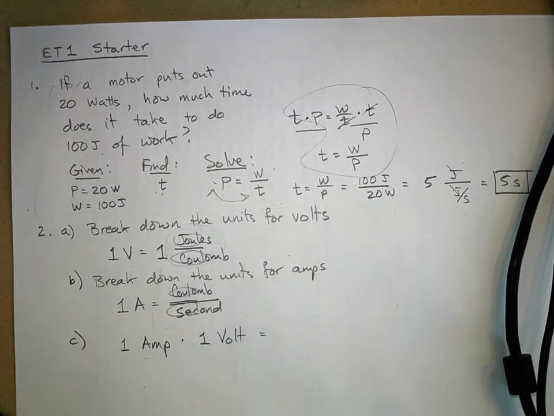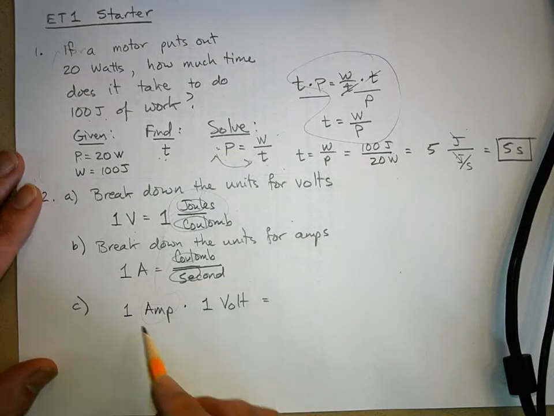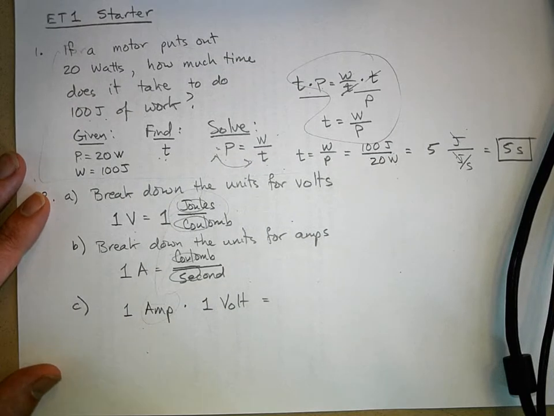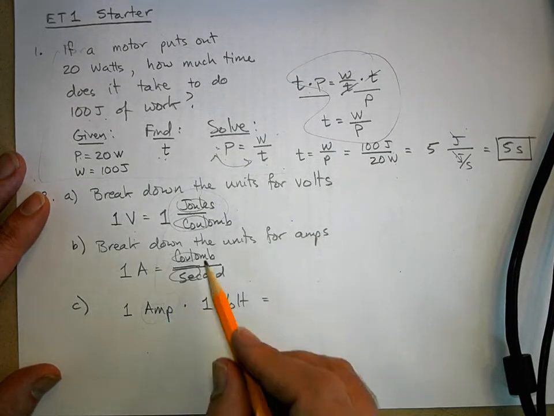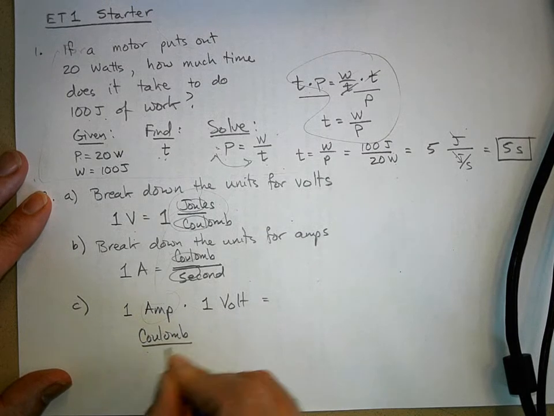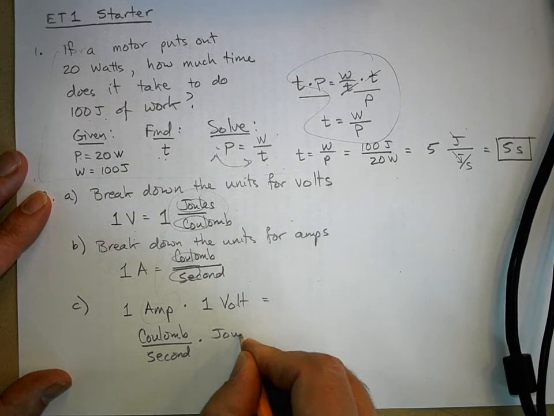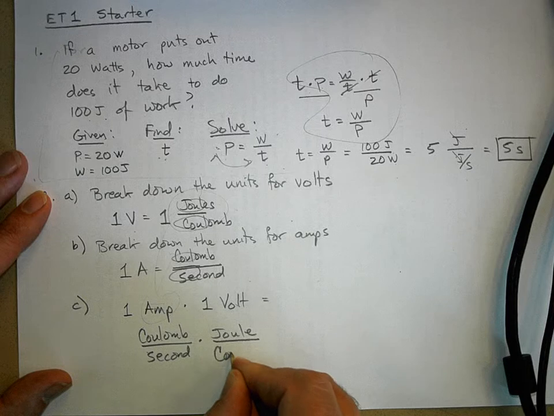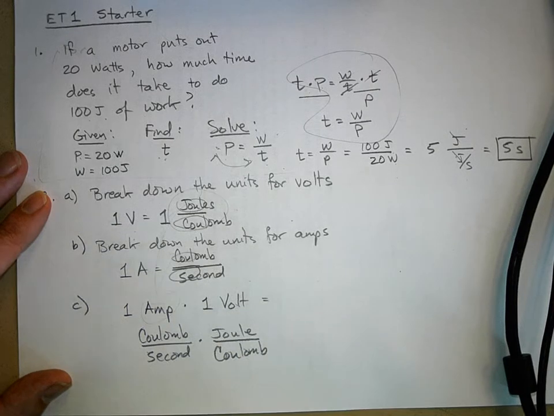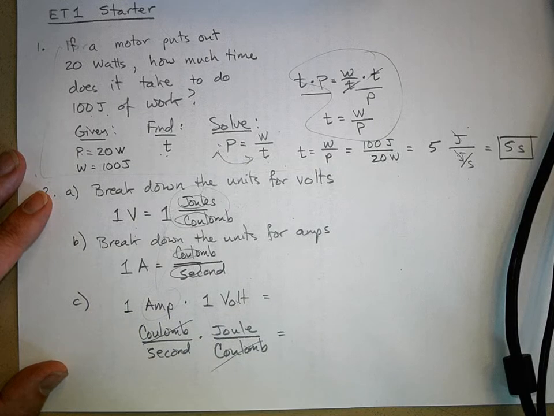So I expect you to know that on a multiple choice test. Okay, and then 1 amp. So what happens if I multiply an amp times a volt? What do I get? Well, an amp is a coulomb per second, and a volt is a joule per coulomb. So what happens to the coulombs? They cancel out.